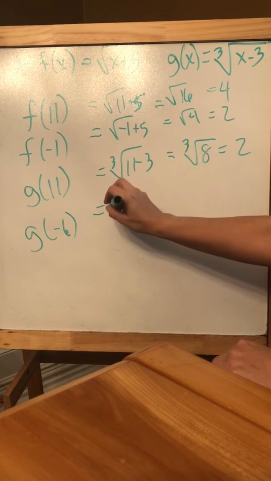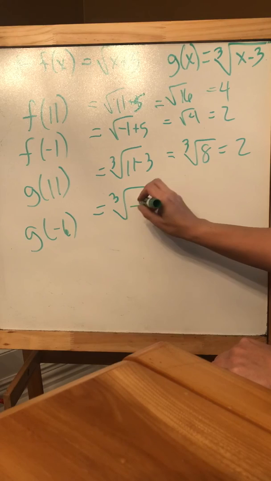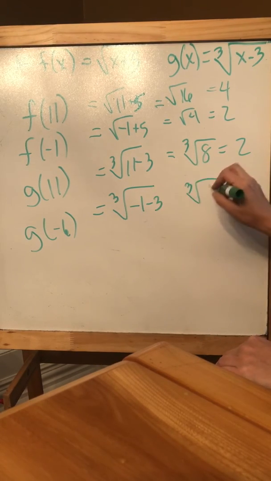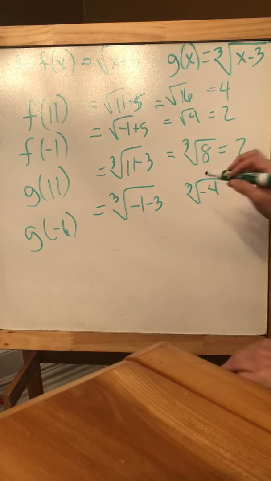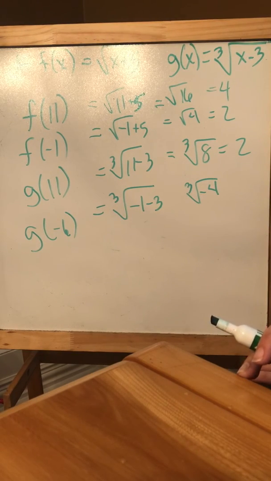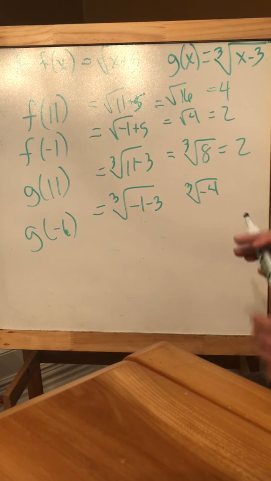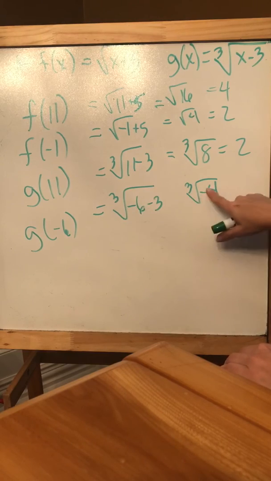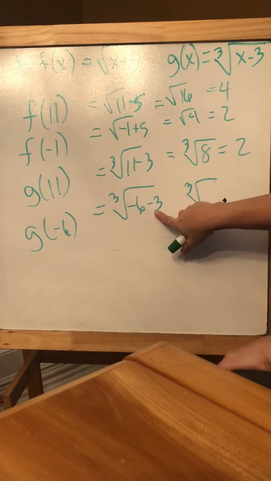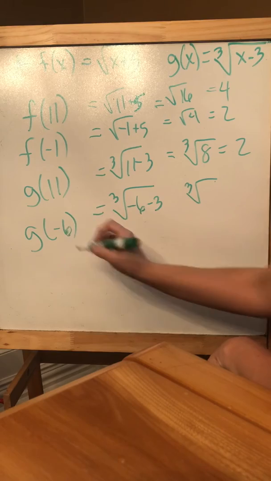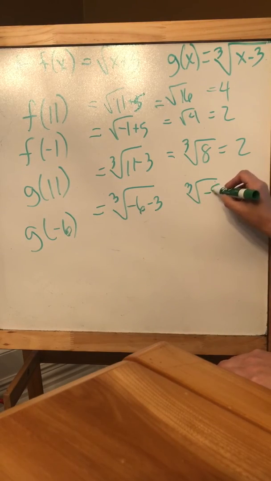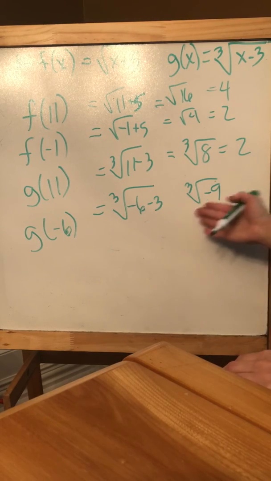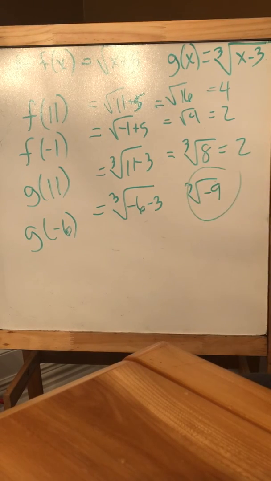Last one, we have the cube root of negative 6 minus 3. Oh, that's a 6. Sorry. Negative 6, that makes more sense now, minus 3. So we have the cube root of negative 9, and that's as far as it goes. So there's your answer. It doesn't simplify any more than that.